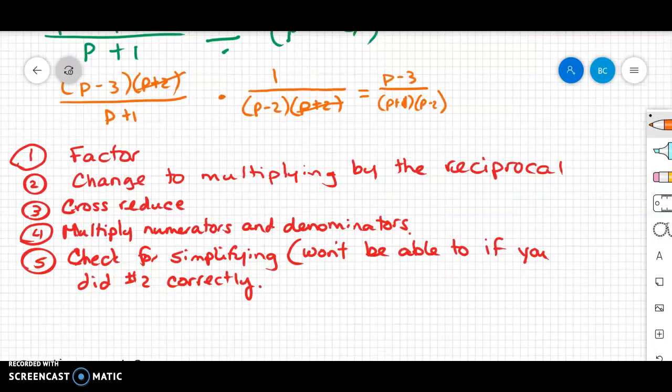So to summarize the second part of this lesson: first, we're going to factor. Second, we're going to change to a multiplication problem by multiplying by the reciprocal. Third, we're going to cross-reduce. Fourth, we're going to multiply the numerators and the denominators. And then finally, we're going to check for simplifying, which hopefully won't be necessary if we did number 3 correctly.